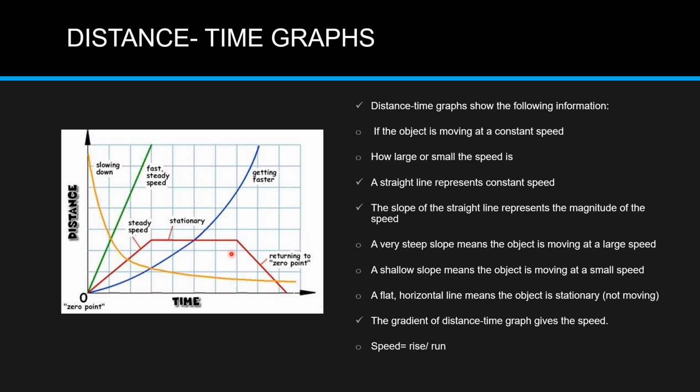Now the gradient of a distance-time graph will give us the speed. So speed is equal to rise over run. Rise over run is basically the formula of the gradient, and the gradient of a distance-time graph is the speed. Okay, and the yellow line we can see here shows that the object is slowing down, because the speed has started from higher and the gradient is decreasing. And here you can also see the blue line, which says that the speed is getting faster. It's because the gradient is getting larger every time, which means that the speed is getting larger. Let's move on to the next slide now.